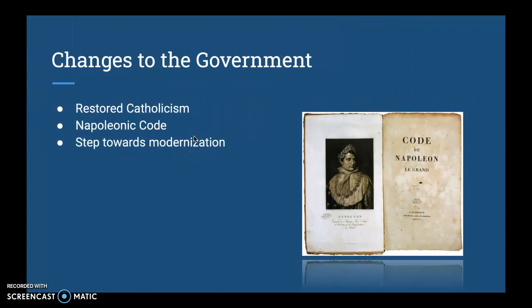Changes to the government. The French Revolution ended Catholicism as the state religion, but Napoleon agreed to the Concordat of 1801, and that made Catholicism the primary French religion again.